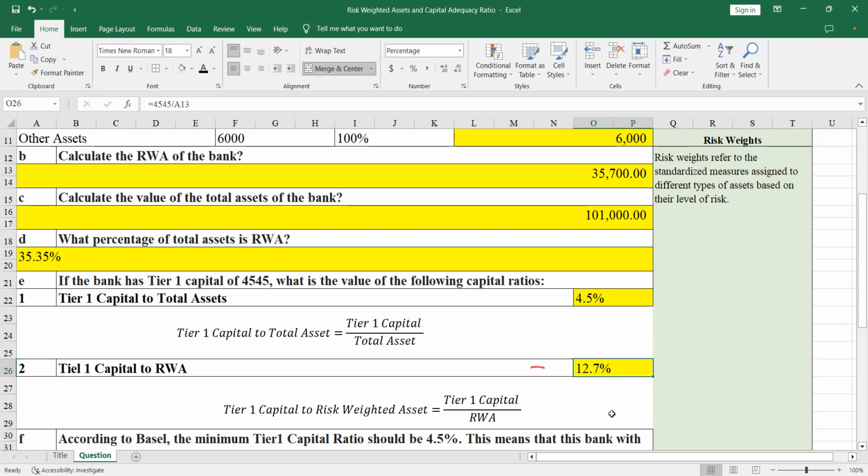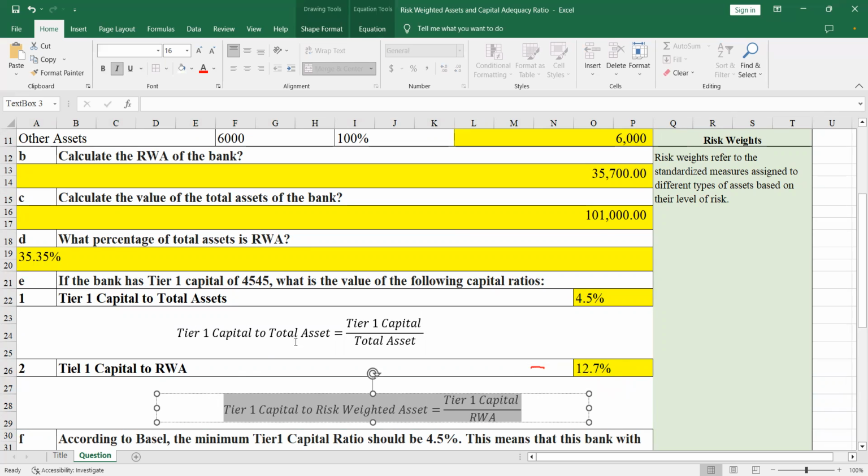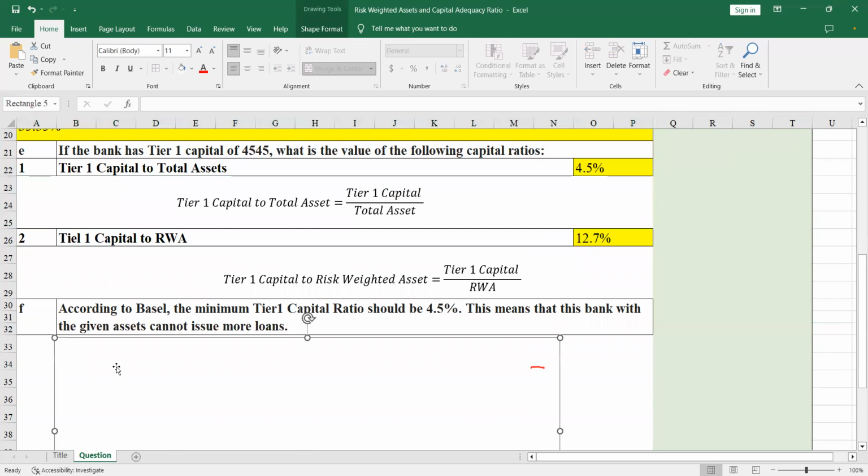But after that, we don't have tier 1 capital. We will have to look at tier 2 capital. Okay, so these are the capital ratios. This ratio is primarily the capital ratio used by any bank because it uses risk-weighted assets as opposed to total assets. Now, the last question is, according to Basel, the minimum tier 1 capital ratio should be 4.5%. This means that this bank with the given assets cannot issue more loans.